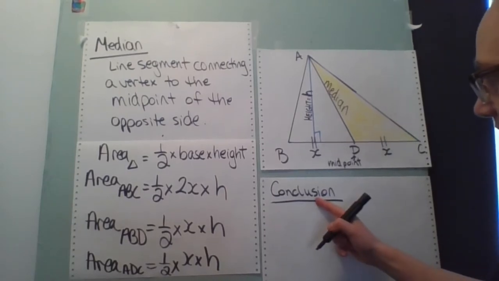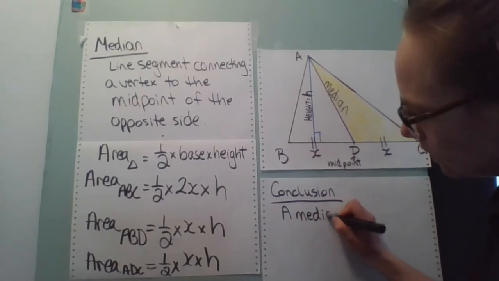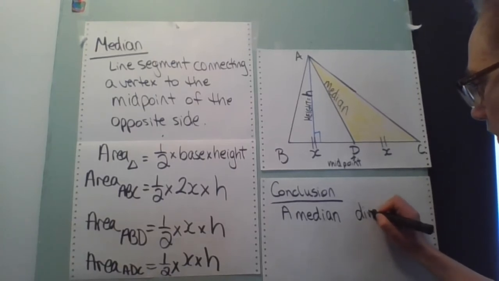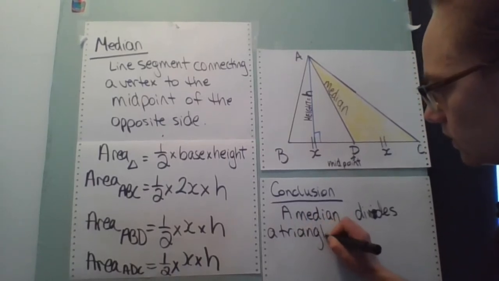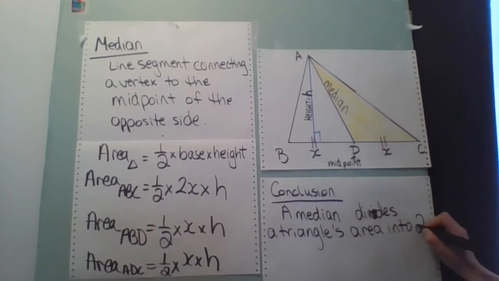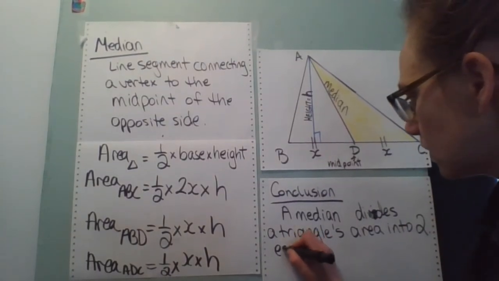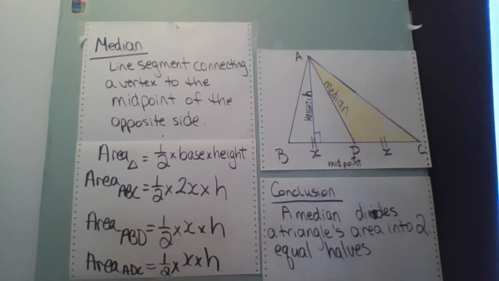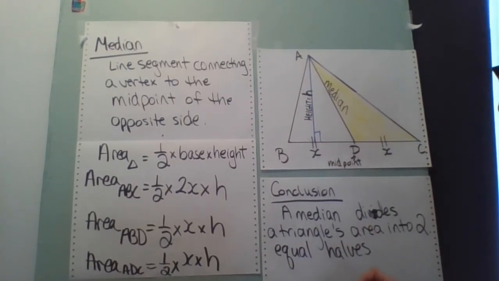So our conclusion here is that a median divides a triangle, so the triangle's area, into 2 equal halves. So as long as I know the area of the big triangle, I now know the area of my 2 smaller ones, and vice versa. Cool, eh?